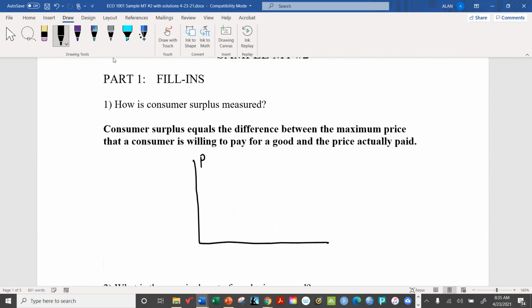All right, we have our supply and demand curves. So this is the equilibrium price. And whatever that happens to be, I'll call it P star. This shaded region, everything from that price up to the demand curve, represents consumer surplus.